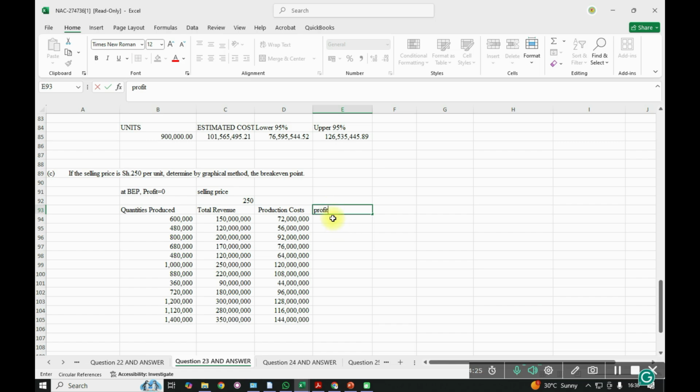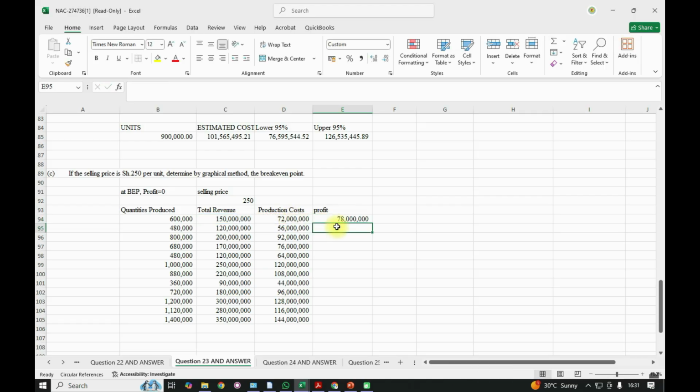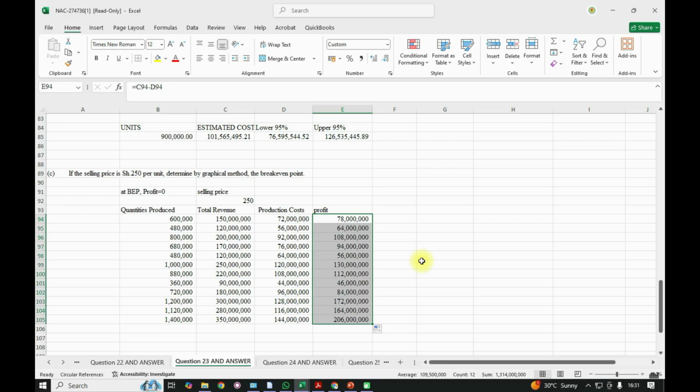Our profit, we shall take the total revenue minus the total cost. That way. And we'll find that in this case, out of the quantities that we are producing, there is no point that we shall break even, because all of them are higher.